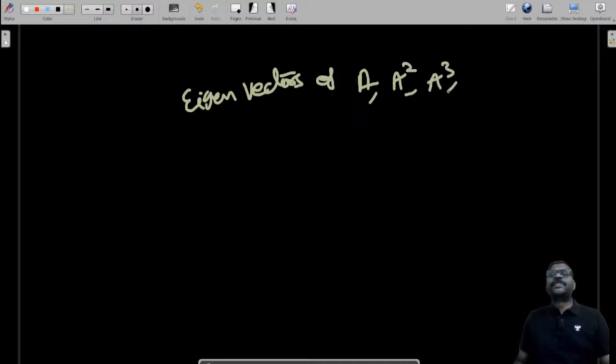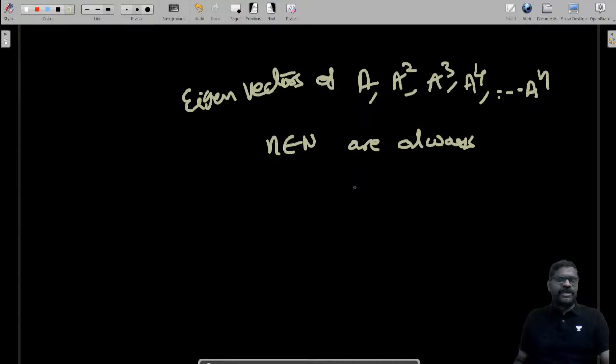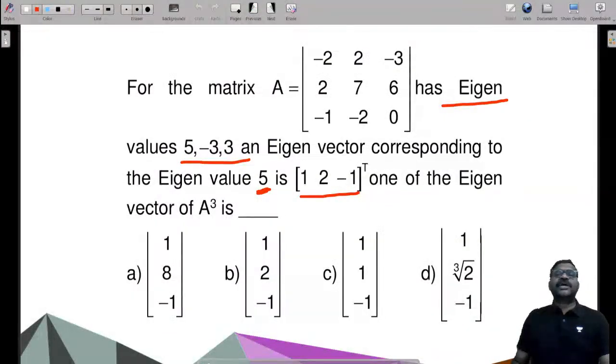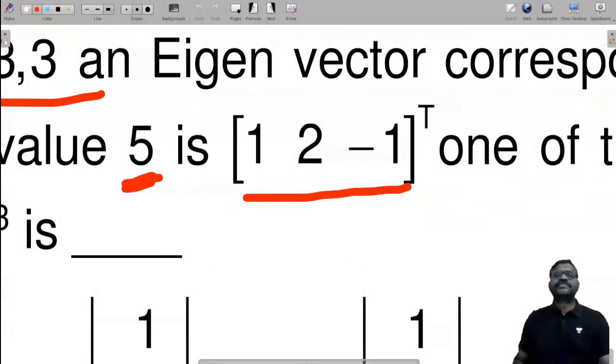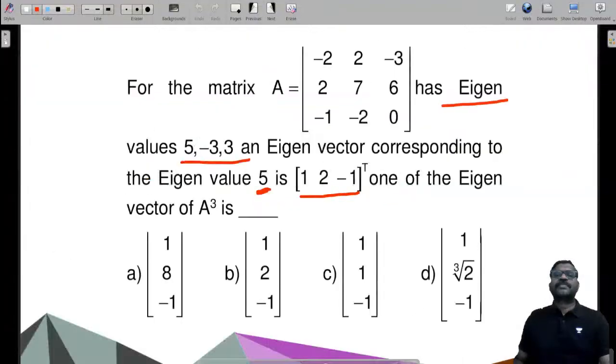A square, A cube, A power 4 and so on, A power n, are always the same. Always the same. That's why the eigenvector is (1, 2, minus 1). The same eigenvector will come.